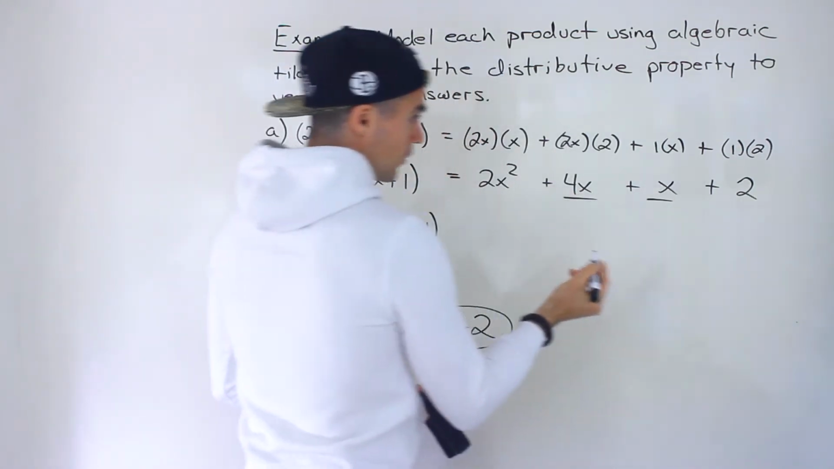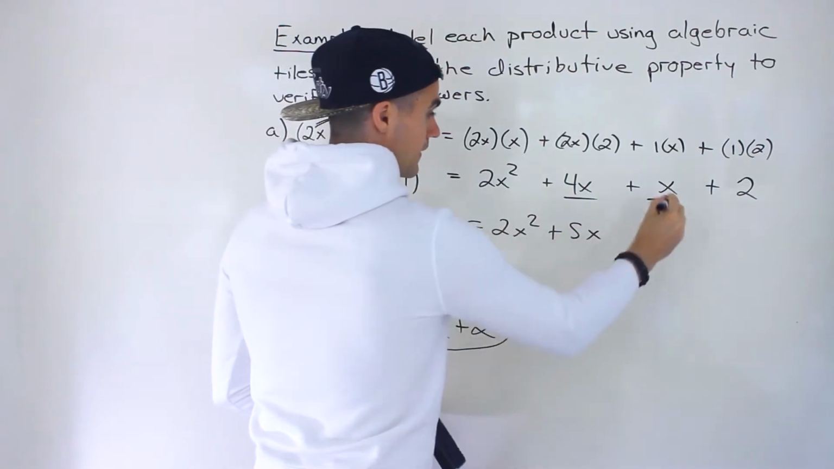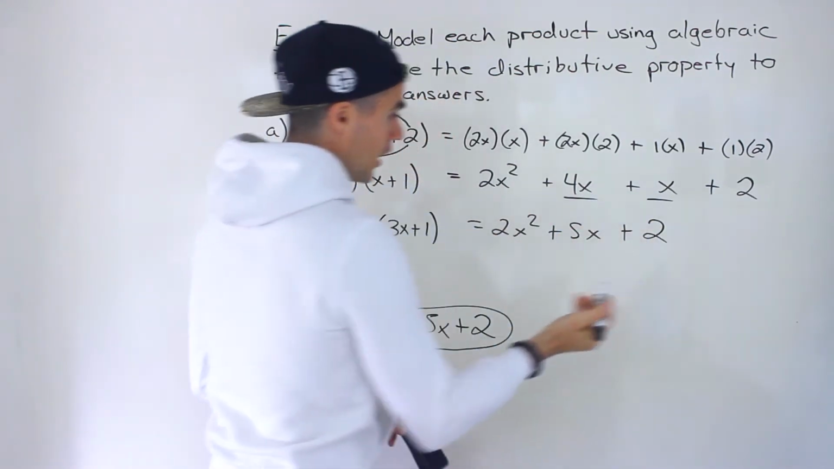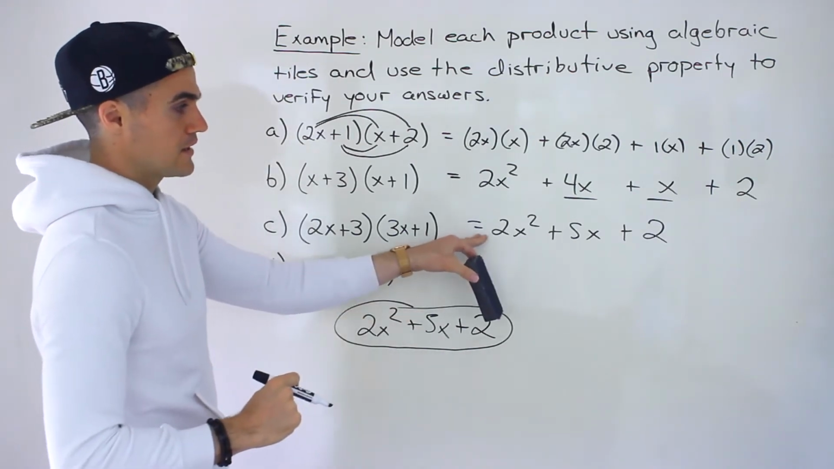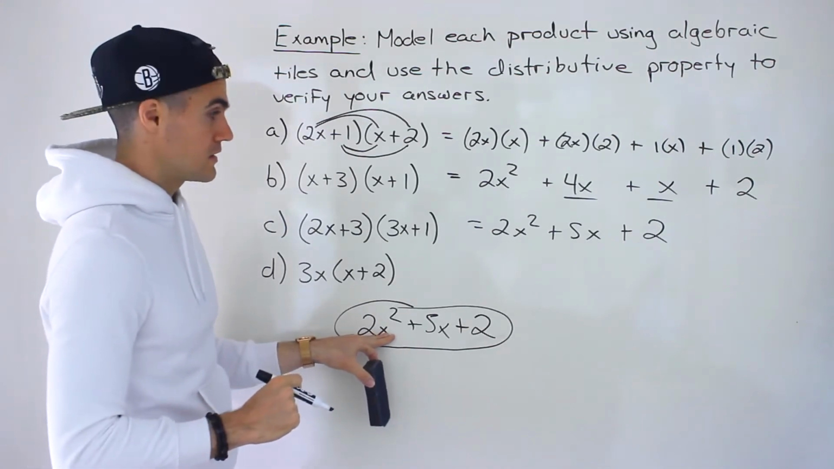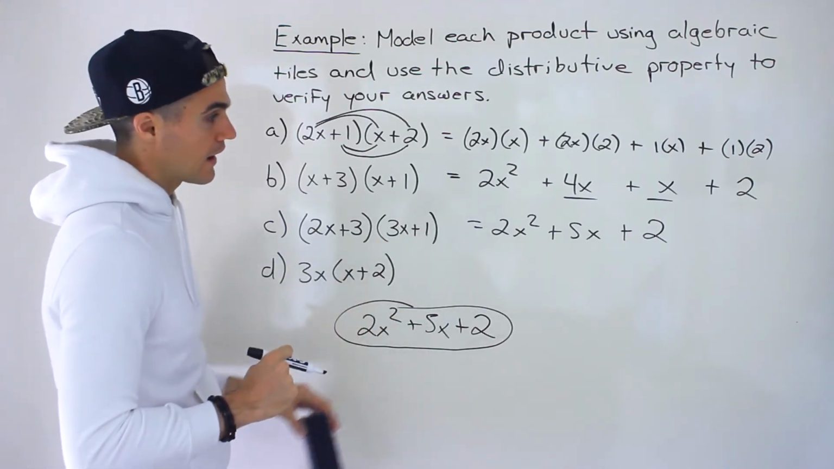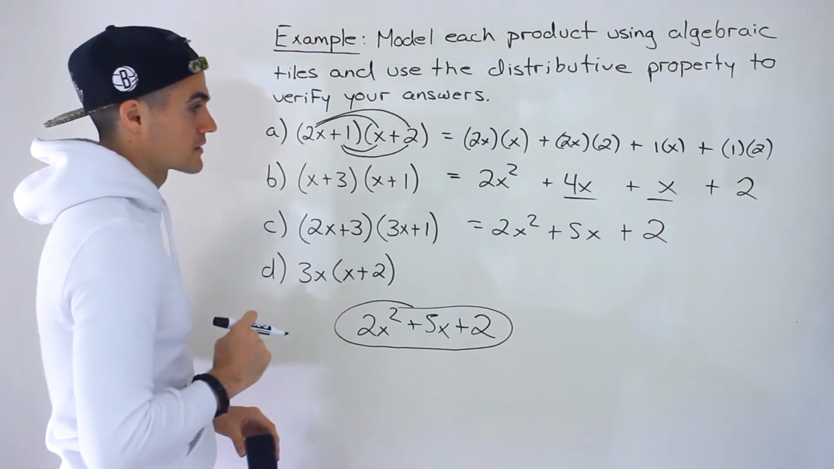We got a 4x plus x here, which would give us 5x, and then we have the plus 2, and then the rest are not like terms, so you can't simplify that any further. And notice that we end up getting the same product that we got with the tiles. And so we verified our answer, so we could be pretty confident that that is the correct product.